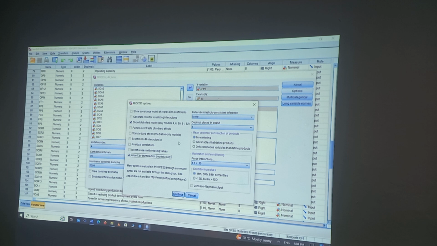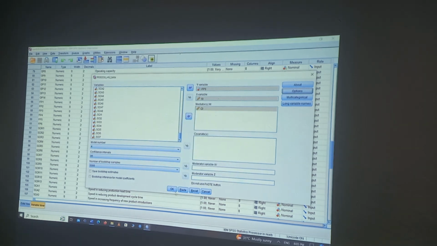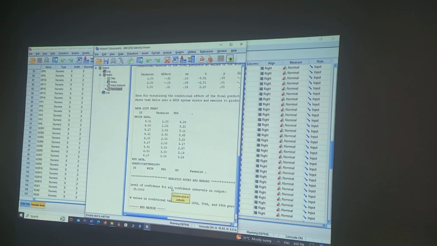Maybe mine is more advanced because this is 4.2. Yours is what? 4.3, 4.1. Okay. Then you can also look at the decimal places and convert it to 2. Let's make it 2. That's all. Then you click on continue. Okay. Then I think you just go to OK. Then it will be running for you.